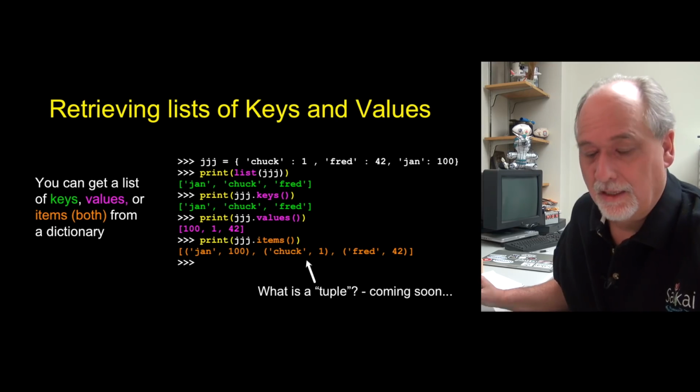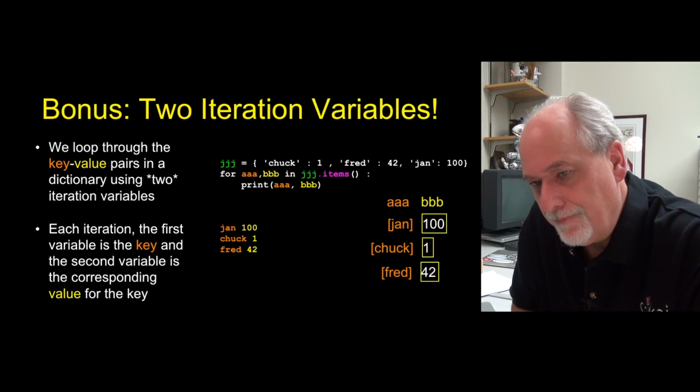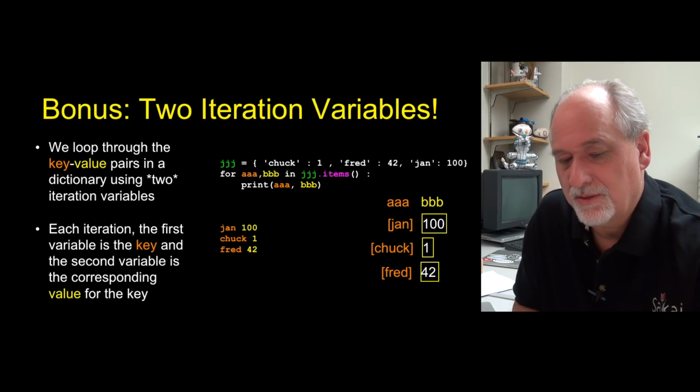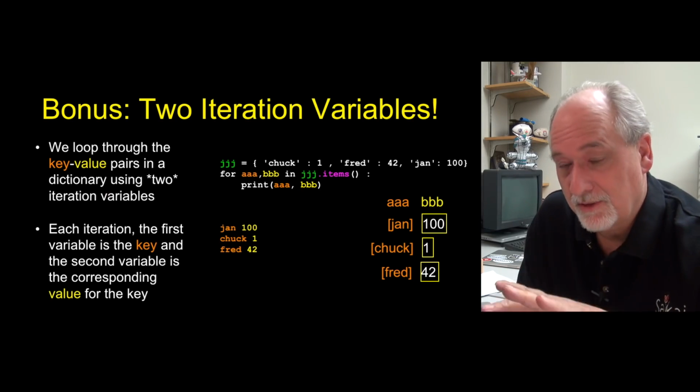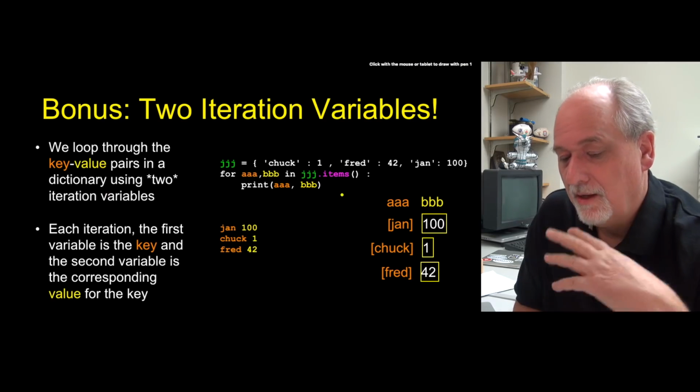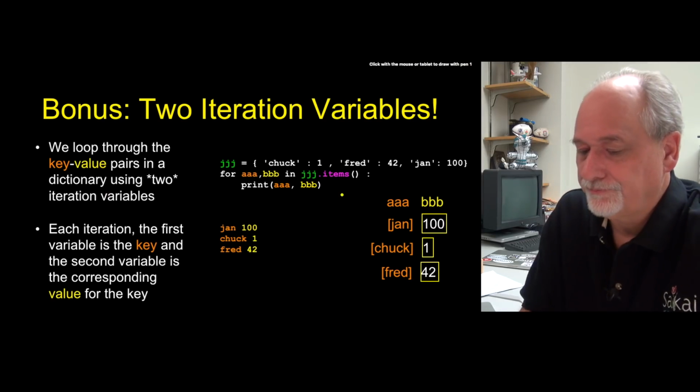We'll come back to that in some detail later. This whole items idea that gives us back a list of key-value pairs, because it's not just a list of keys or a list of values, it's actually a list of key-value pairs, allows us to write in Python a very clever and elegant loop.